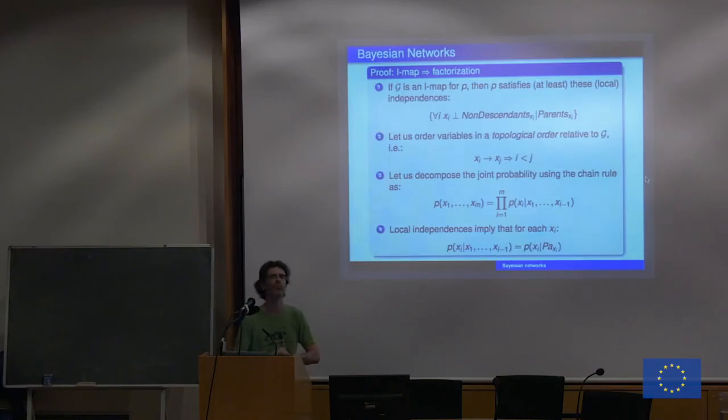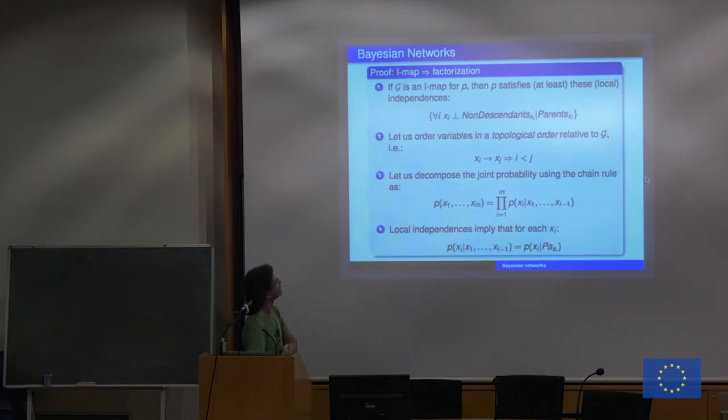Remember that with the product rule, we know that a joint distribution can always be decomposed as the probability of one variable given the others times the probability of the others. Then I can repeat this on the others, so I can produce what's called the chain decomposition. Basically, I take the product over all variables, x1 to xm, of P of xi given what's before. This is just the chain rule, the product rule.